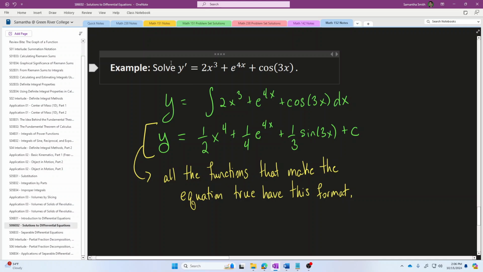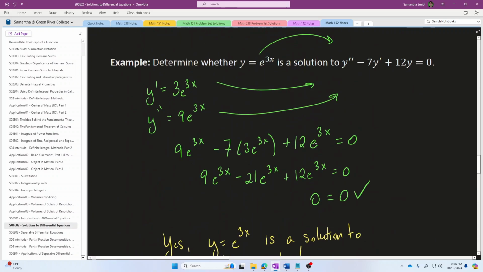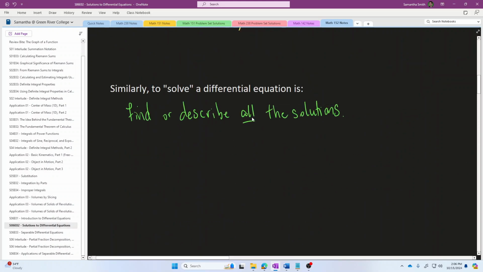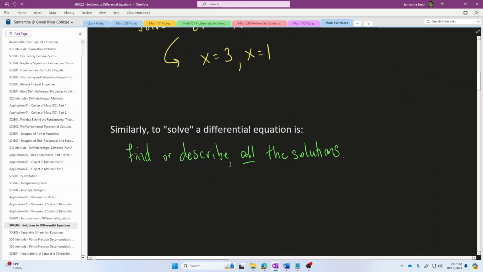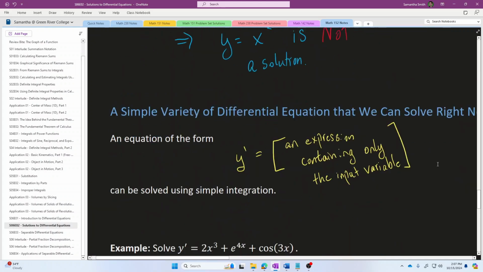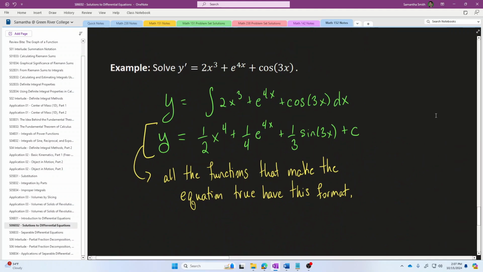All the functions that satisfy this given equation have the format y equals 1/2 x to the 4th power plus 1/4 e to the 4x plus 1/3 sine of 3x plus some constant. This is my description of all the functions that make the equation true. This is my description of all the solutions to that equation. In this case, I was able to find it just using an indefinite integral.